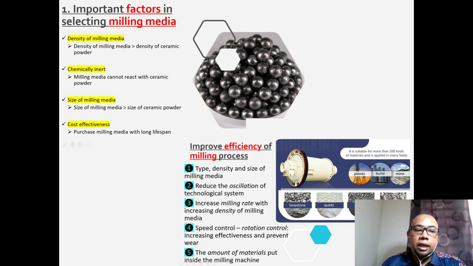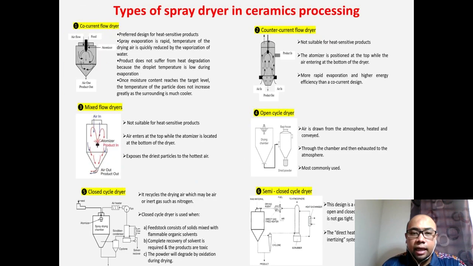Normally in the ceramic industries there are ideal values for the ratio of the ceramic powder and the ball milling media. Normally in a milling machine we use a 1 to 10 ratio. 1 means the weight of the ceramic powder, and 10 is the weight of the ball milling media with different sizes.